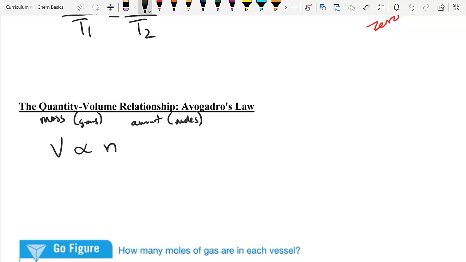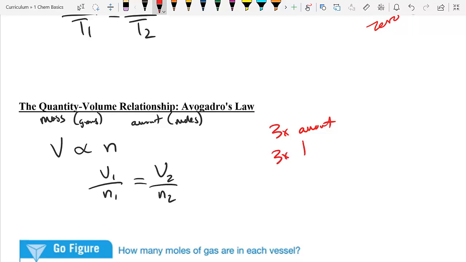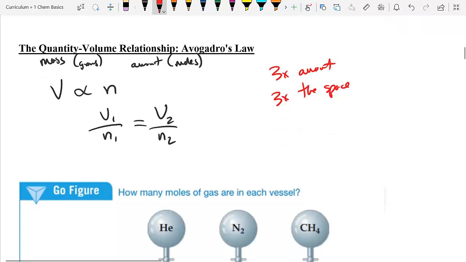And when rewritten, we can set this up to show the initial volume divided by the initial number of moles is directly proportional or equal to the volume of our final sample and the number of moles of that same final sample. Now, conceptually, you got to get this idea. If you had 3 times the amount, it would take up 3 times the space. Right? So just get that idea in your head. The amount being tripled would also triple the volume, the amount of space that it takes up.